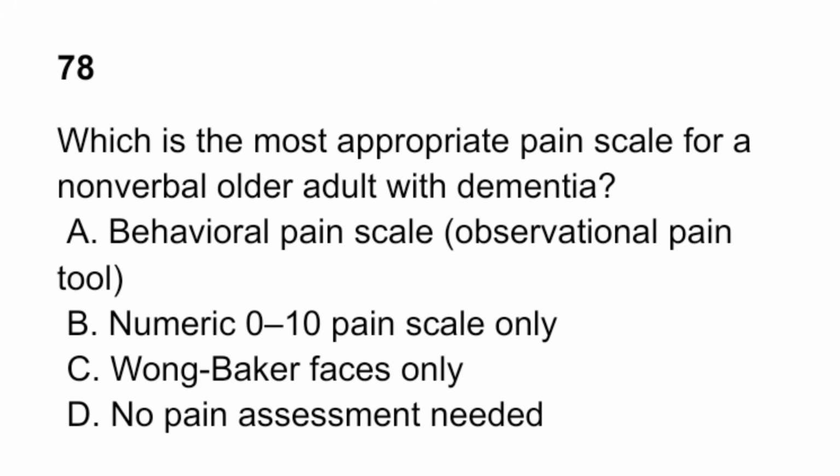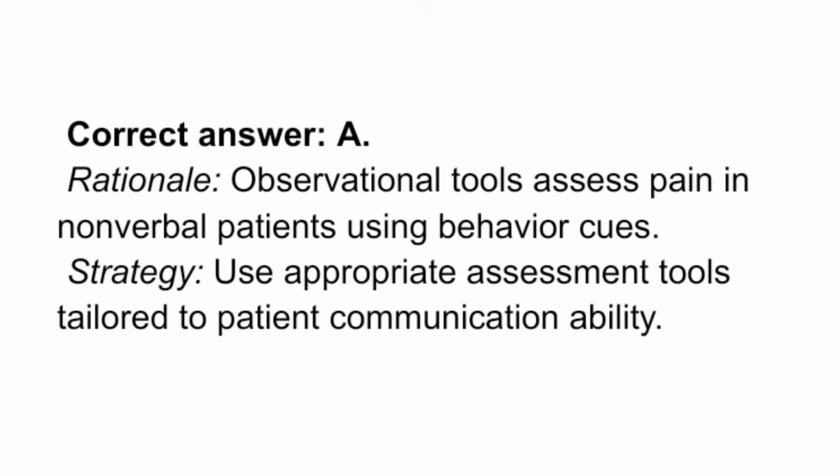78. Which is the most appropriate pain scale for a nonverbal older adult with dementia? A. Behavioral pain scale, observational pain tool. B. Numeric 0 to 10 pain scale only. C. Wong-Baker faces only. D. No pain assessment needed. Correct answer, A. Rationale: observational tools assess pain in nonverbal patients using behavior cues. Strategy: use appropriate assessment tools tailored to patient communication ability.